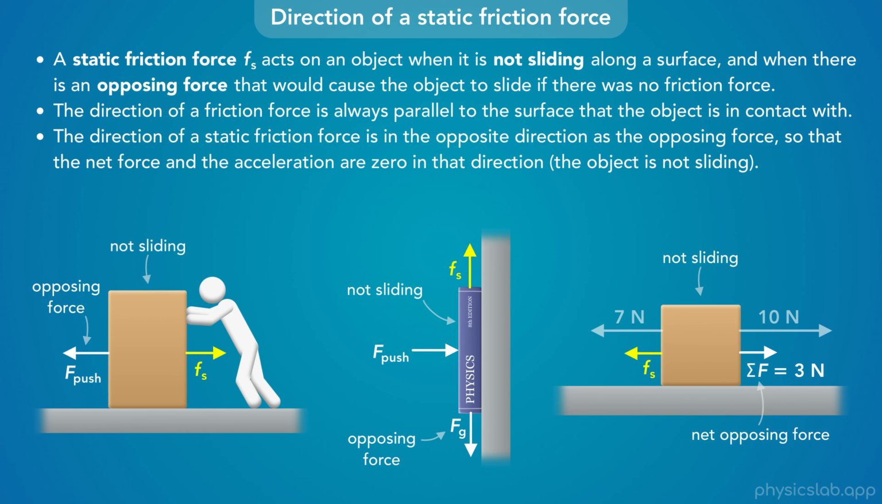In many cases, there's only one force that would cause the object to slide, but if there are multiple forces parallel to the surface, then we need to find the direction of the net force without friction. Then, the static friction force acts in the opposite direction to that, if the object is not sliding.